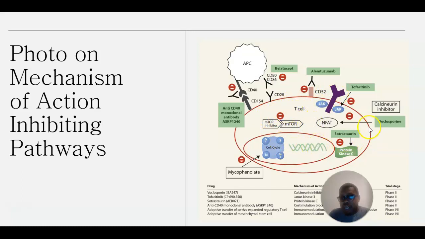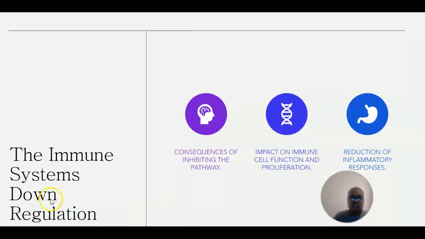It is right here. And see the voclosporin. So that is one mechanism. And then there are other mechanisms like the Janus kinase or the protein kinase. Like I said, there are kinases involved too that can actually help with preventing T cell activation. So as I move on.